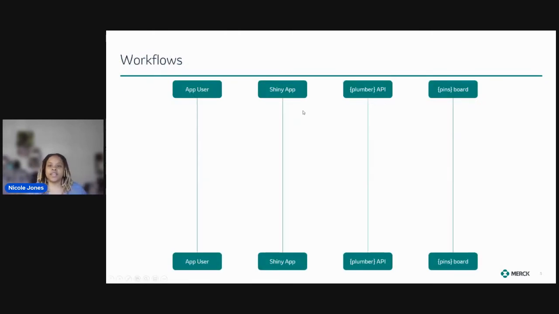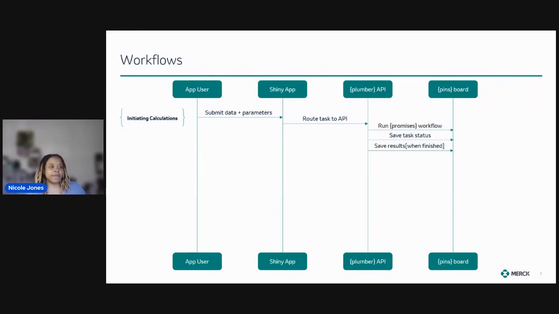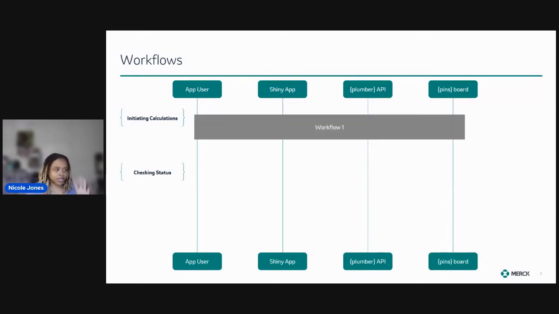So here we're going to give a nice little overview of what the workflows could look like. There are 3 we're going to cover. First, we'll talk about initiating calculations. The app user is going to submit data and the parameters to the Shiny app. The Shiny app is then going to route that task to the API. Then the API is going to run the promises workflow, save the task status, and then eventually, when the task is finished, save the results. So that's our first workflow.